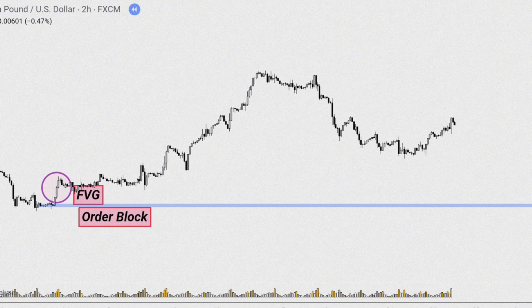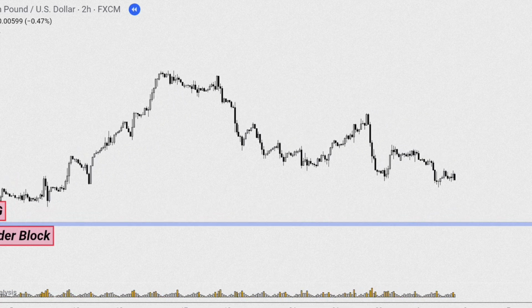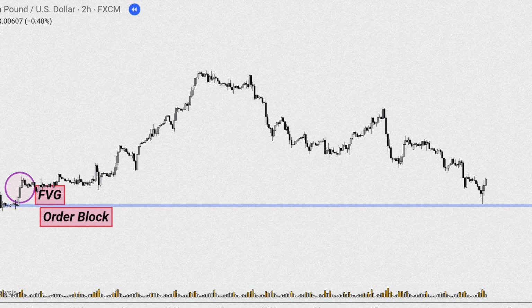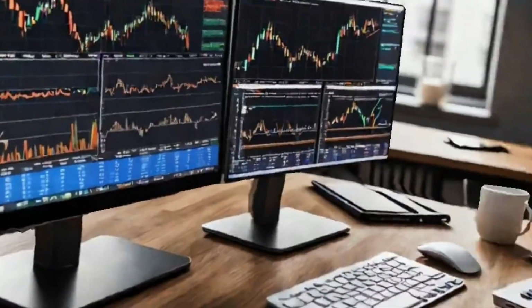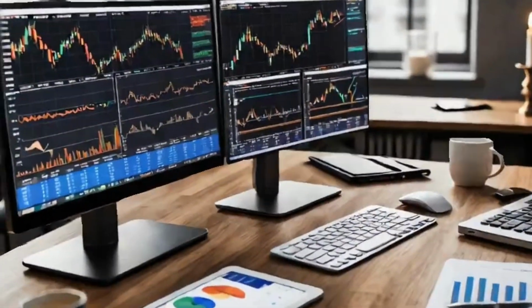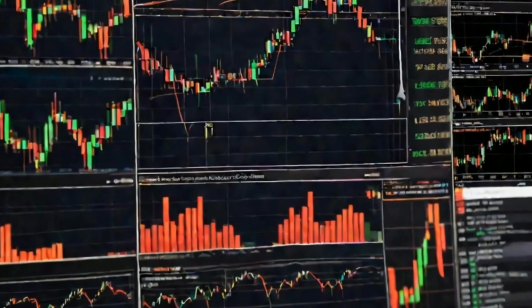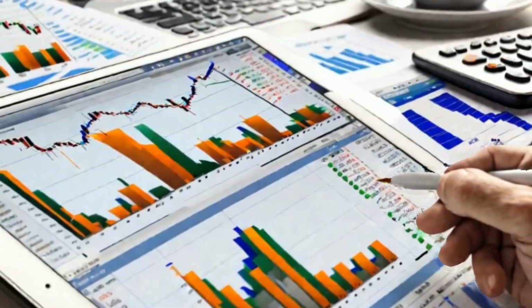In our video, we will delve into this topic, exploring how the price reaches the region known as the fair value gap and how it departs from this area. Additionally, we will examine how order blocks form just below or above this region. Let's get started right away.